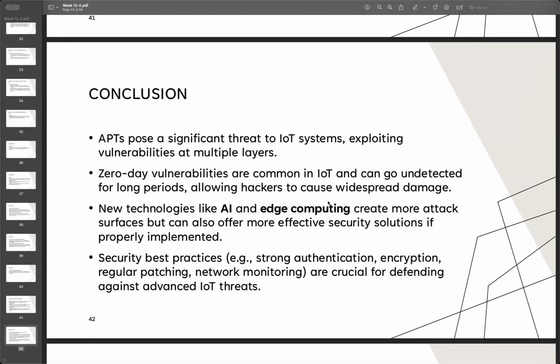And we need to consider new technologies like AI or edge computing, since they can create a larger attack surface. On one side it may be more effective and can help with security solutions if properly implemented, but on the other side it also exposes more risk. We should also try to follow more secure practices. So how can we enhance the security level? With stronger authentication, encryption, regular patching, or network monitoring. All these ways can help.